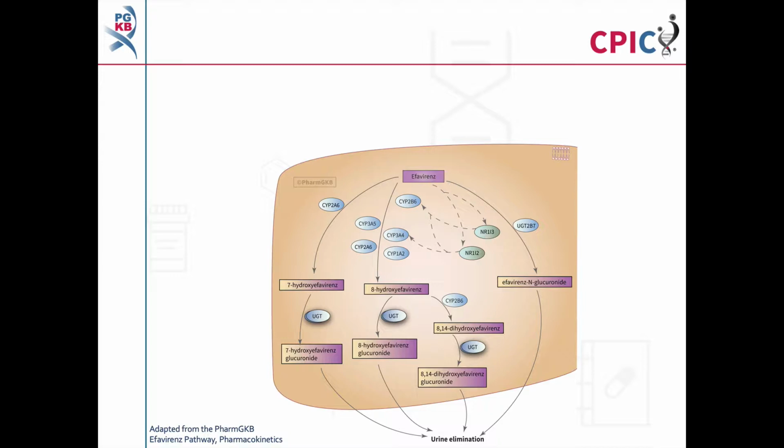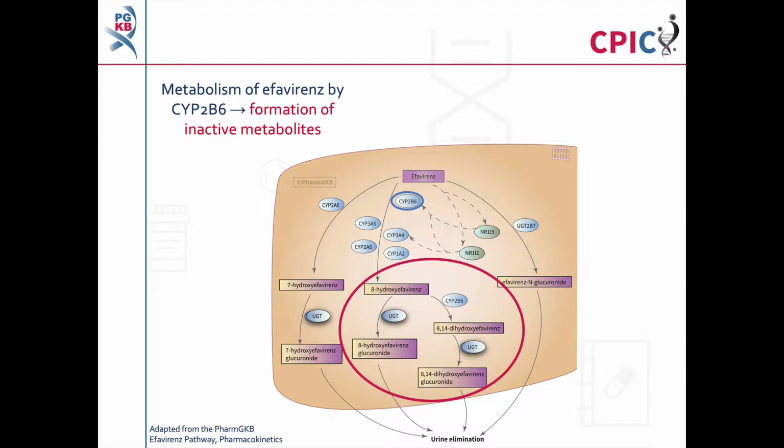This image is adapted from the PharmGKB efavirenz pharmacokinetic pathway. A link to the original pathway is provided in the description below this video. Efavirenz is a non-nucleoside HIV type 1 reverse transcriptase inhibitor that suppresses HIV-1 replication. It is metabolized in the liver primarily by CYP2B6, although other enzymes are also involved. This metabolism inactivates efavirenz. Efavirenz also increases CYP2B6 expression and enhances its own metabolism in a process known as autoinduction.